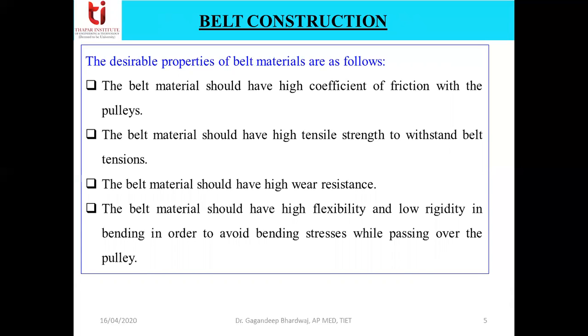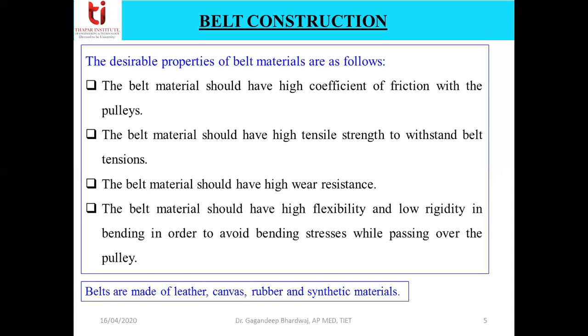There are certain desirable properties of the belt material. While selecting any material, there must be certain properties available. First, the belt material should have a high coefficient of friction with the pulley. The belt material should have high tensile strength to withstand belt tension. The belt material should have high wear resistance. The belt material should have high flexibility and low rigidity in bending in order to avoid bending stresses while passing over the pulley. These are the desirable properties of the belt material.